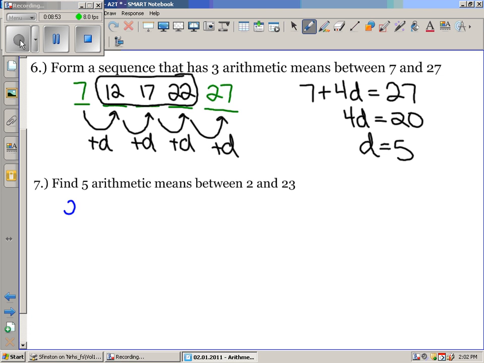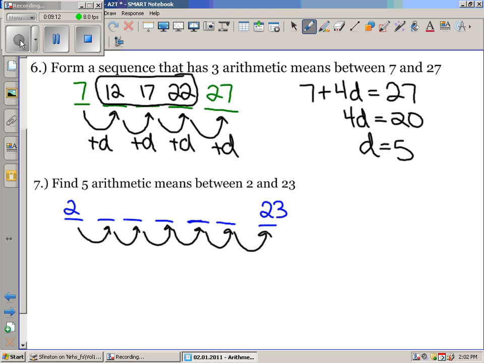5 arithmetic means between 2 and 23. 1, 2, 3, 4, 5. Here's 23 down over here. I'm going to draw my picture because that's how I like solving these problems. It's arithmetic, so I have to be adding a constant distance to each number. How many is that? 1, 2, 3, 4, 5, 6. But good try. Remember the formula is a1 plus n minus 1 d equals a n.